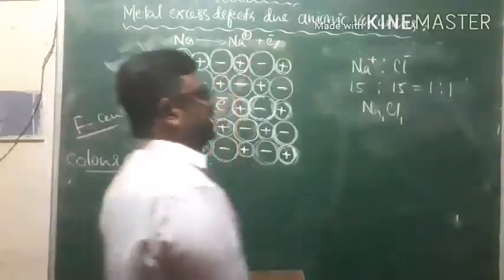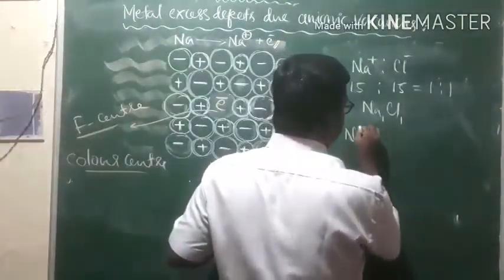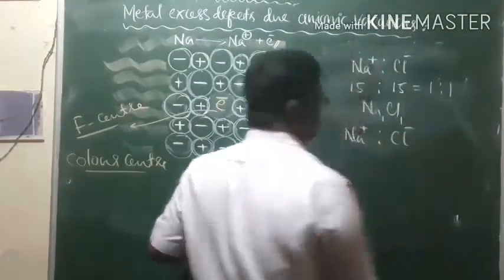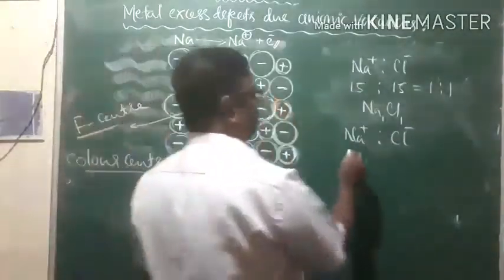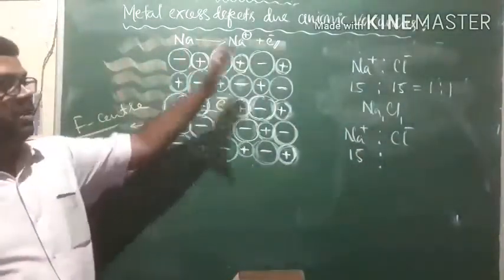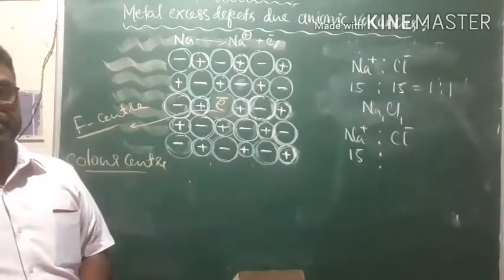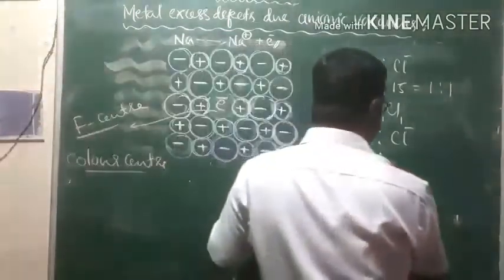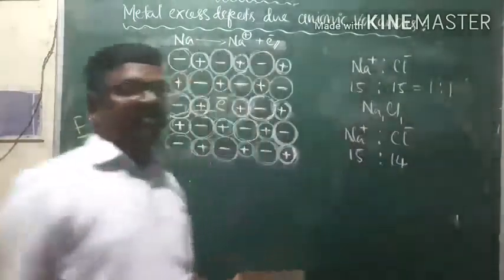Once the defect is introduced, look at that. What happens to that ratio? How many Na plus ions were there? There were 15. No change in the number of Na plus ions because we have not disturbed the number of Na plus ions. But there is a change in the number of Cl minus ions, which will be 14 there.